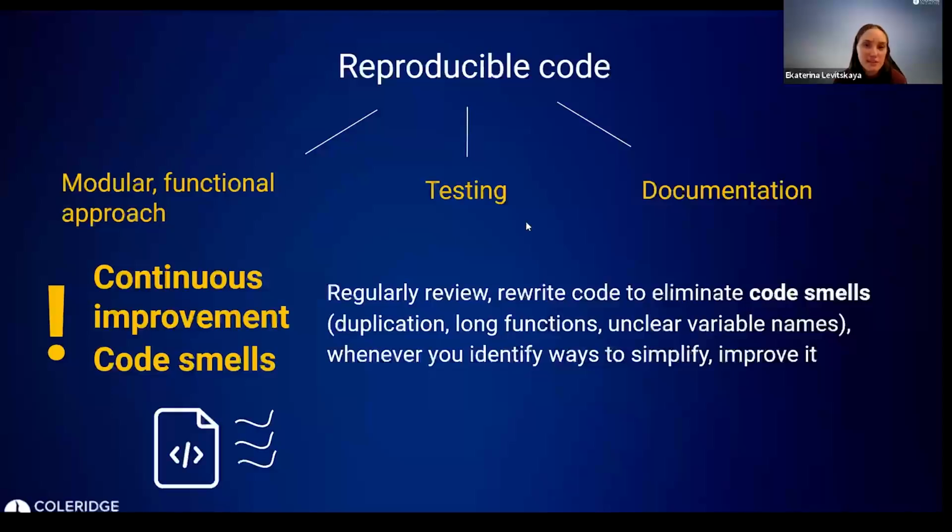And so there's a term in software engineering called code smell. So basically, those are the signs in the code that indicate potential problems or poor code design, even if the code works. So this could be duplicate code, long functions, maybe unclear variable names. And basically, these are the signs that suggest that the code may be harder to maintain, understand, or extend in the future. And so this is why we wanted to mention the importance of rewriting the code whenever you identify ways to simplify or improve it.